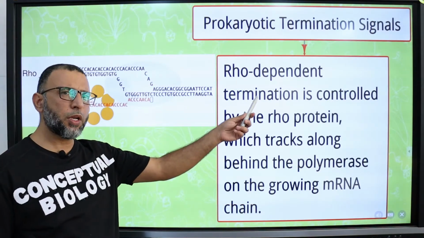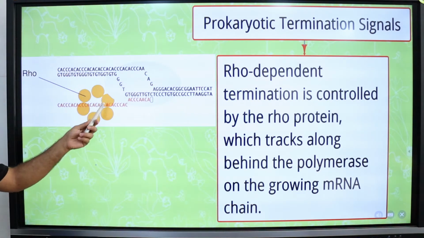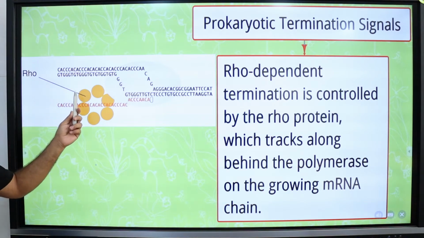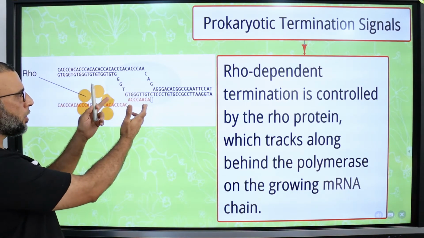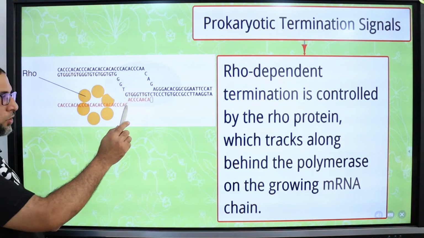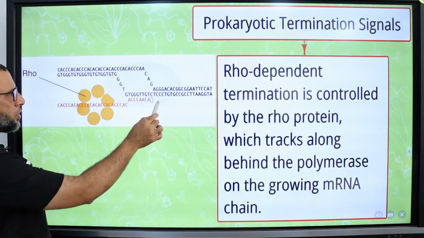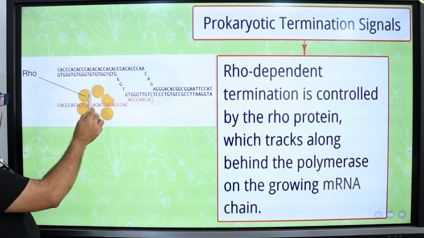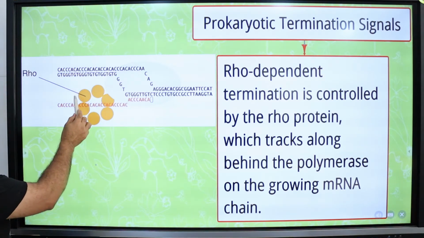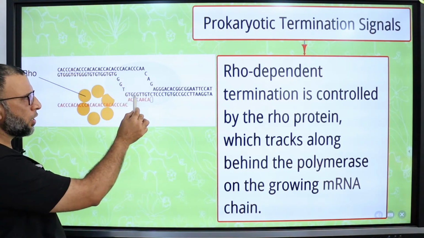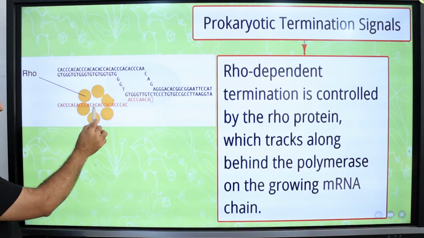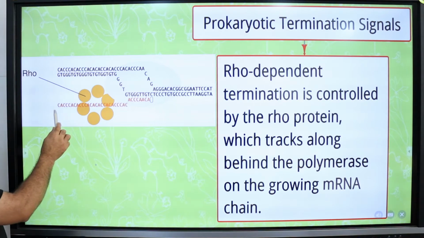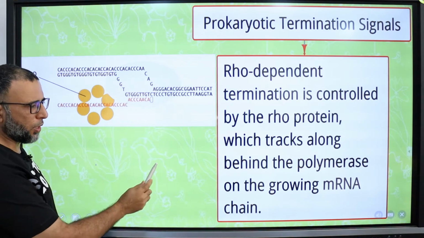Rho dependent termination is controlled by a protein. That protein is called rho protein, and this protein tracks along behind the RNA polymerase. As we can see, this is the RNA polymerase enzyme, and behind it is the rho protein, and this is the template strand of DNA, and this is the non-template strand, and here is the messenger RNA which is synthesized in the direction of 5' to 3'.